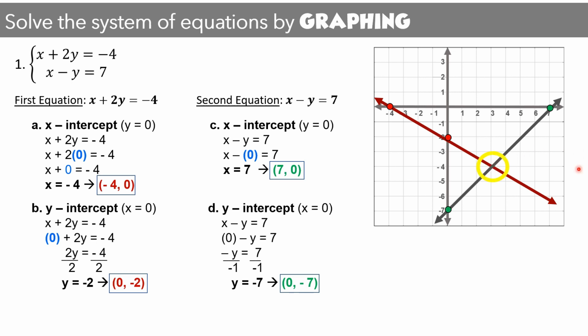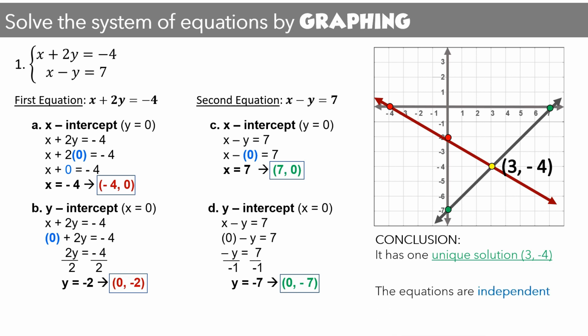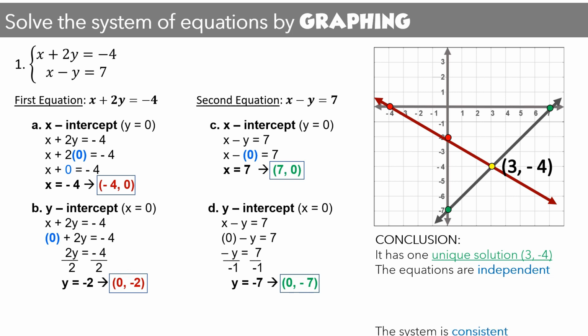So, we have 3 and negative 4 as our solution. 3 is from x, negative 4 is from y. Therefore, for our conclusion, this system of equations has one unique solution, which is 3, negative 4, and the equations are independent. The system is consistent.